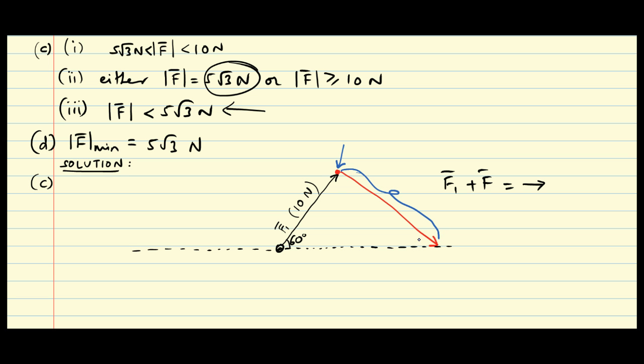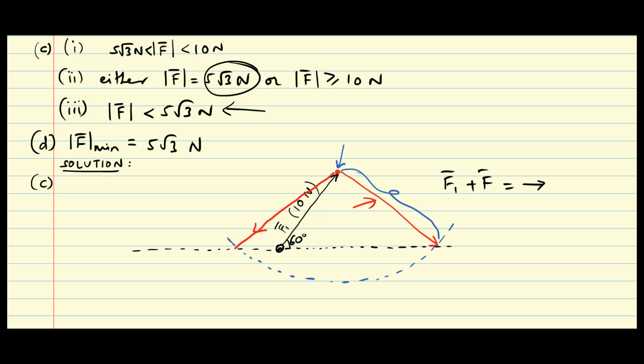You would have then drawn a circular arc like this, and you see that the circular arc in this case cuts the horizontal line in two places. So initially you would have thought that there are two possibilities for f bar. One of them is this force, and the second is a force like this.